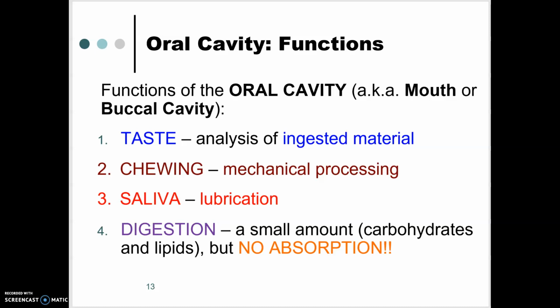And then finally, besides the mechanical digestion that we just talked about in chewing, there also is a small amount of chemical digestion. We have enzymes in our mouth that can break down carbohydrates and lipids, but in terms of the bigger picture, although there is chemical digestion happening in the mouth, there's absolutely no absorption that happens here. Okay, so those are the main functions of the oral cavity. In the next couple of slides, we'll look at stuff in a little bit finer detail.